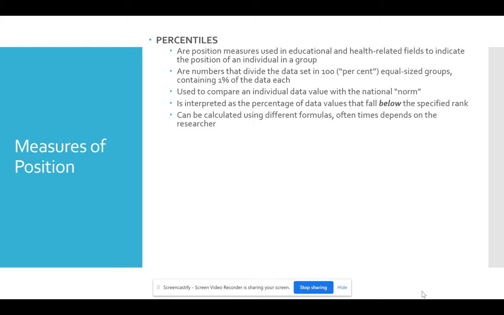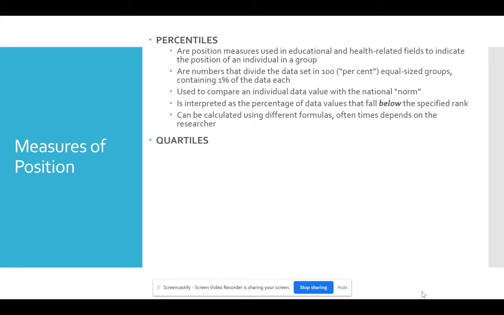There are lots of different ways to calculate percentiles, and so it oftentimes depends upon the researcher. So we're not going to spend a lot of time looking at how to actually calculate percentiles because, again, there are lots of different formulas and different ways to do that.